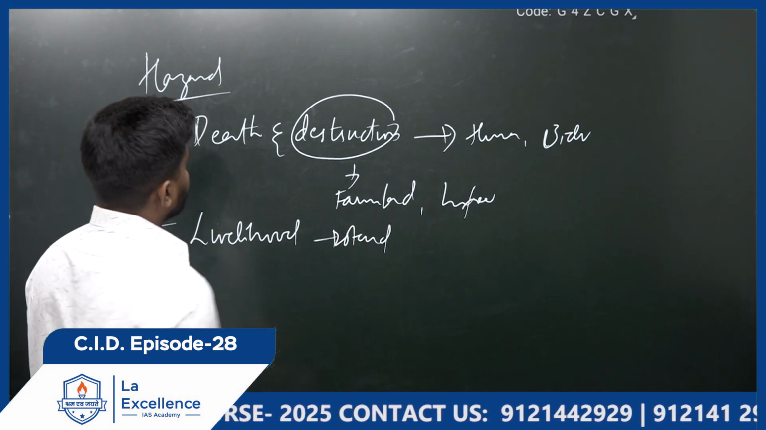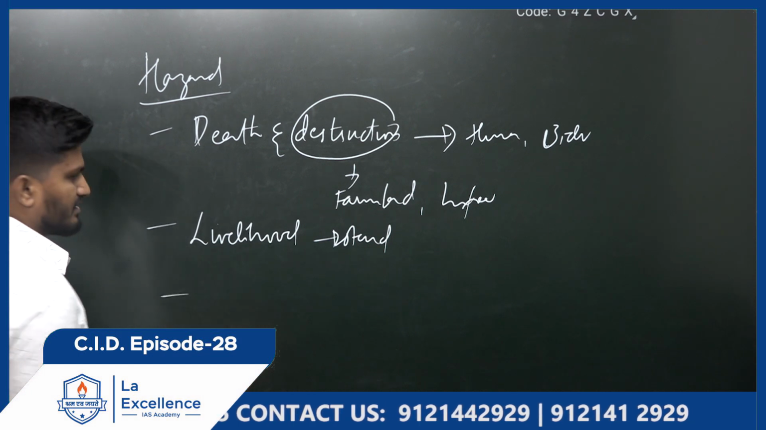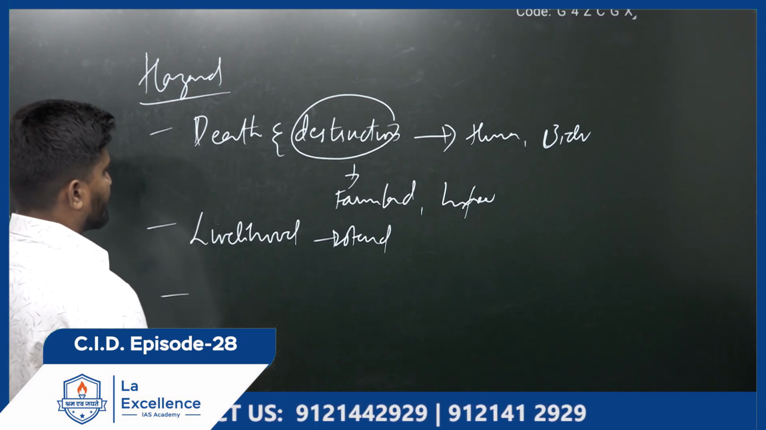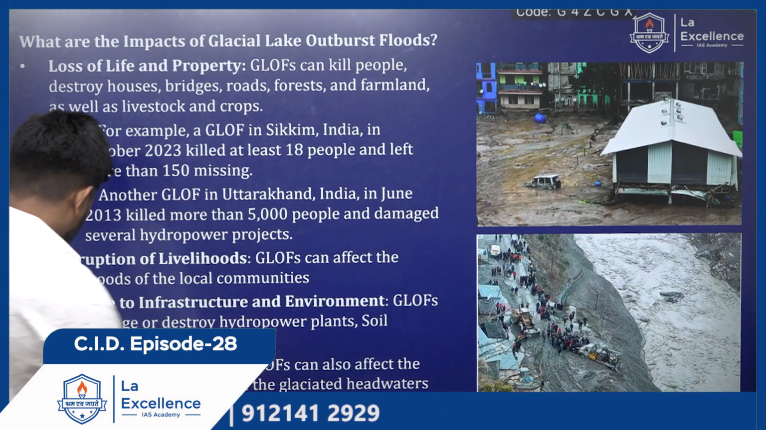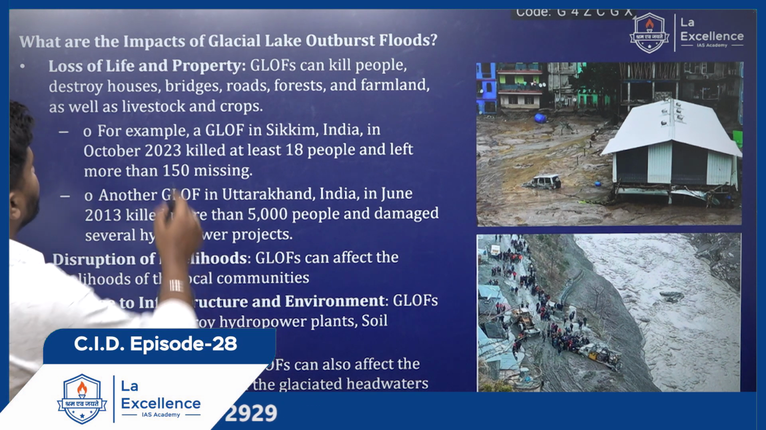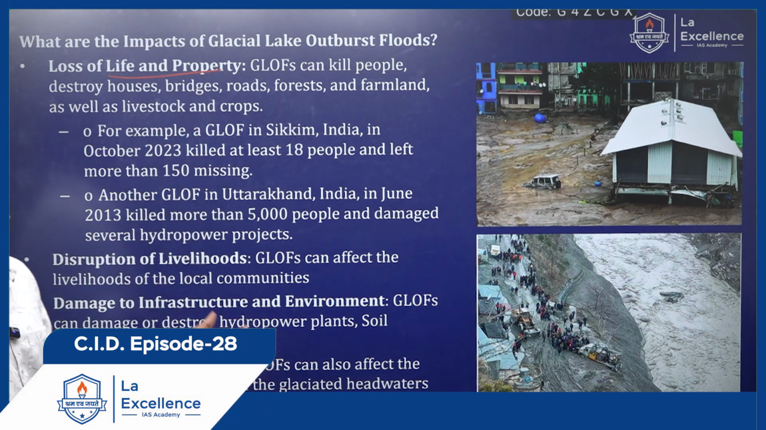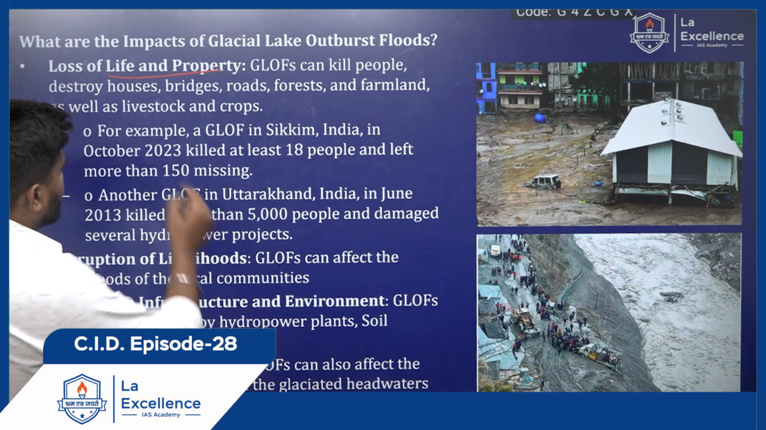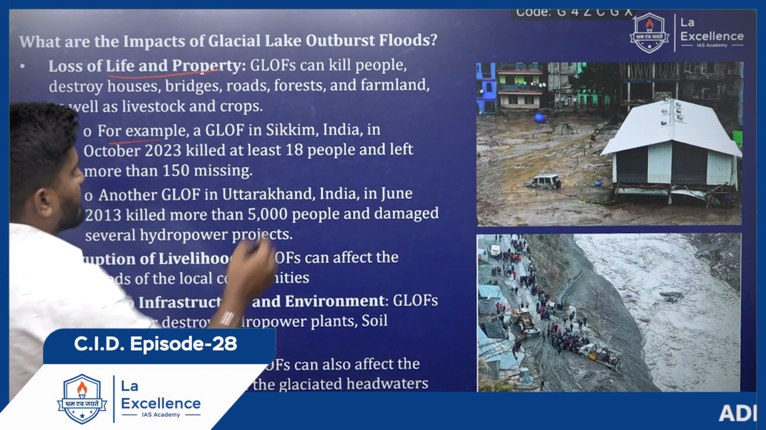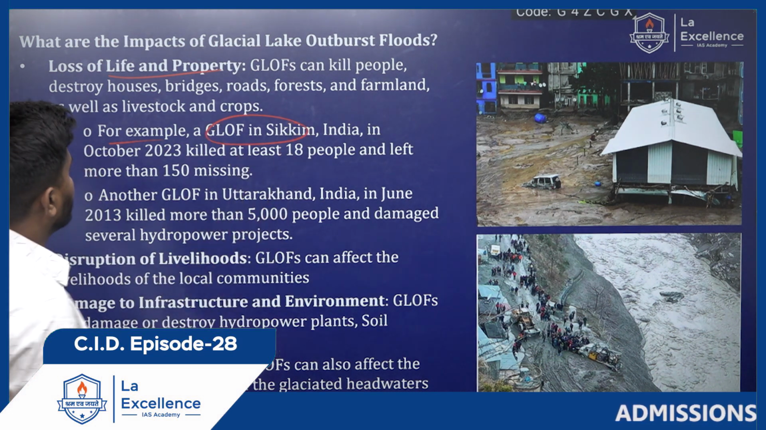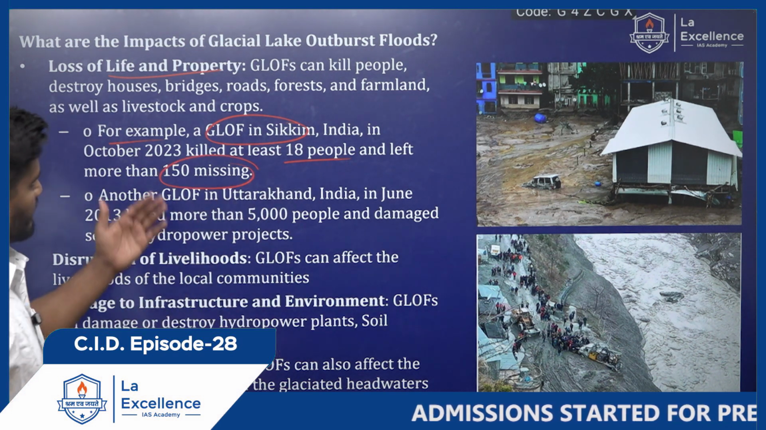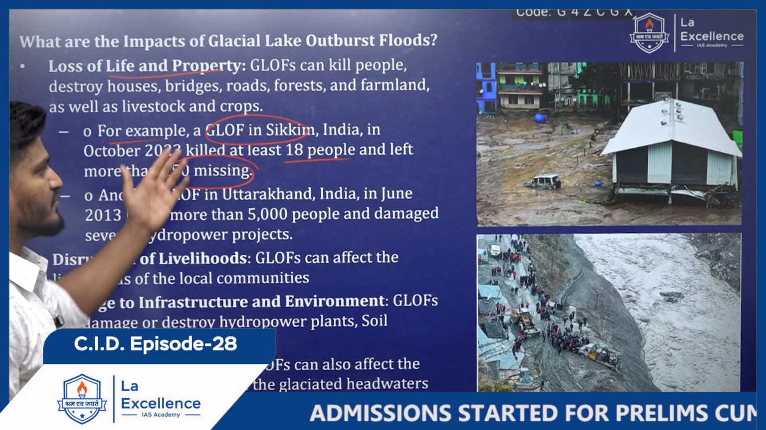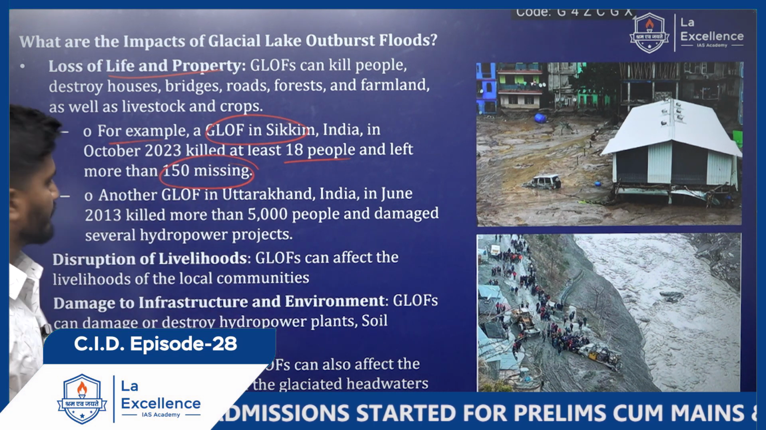What will be the other impacts here? Similar to earthquakes or any other kinds of disasters, other important impacts will be, as I explained, loss of life and property. These are the points which everyone is going to write in the answer. But what makes your answer different is giving examples. As I explained, the GLOF in Sikkim led to the death of 18 people and more than 150 missing. With these kinds of examples, you stand out more than the previous person who wrote the answer.